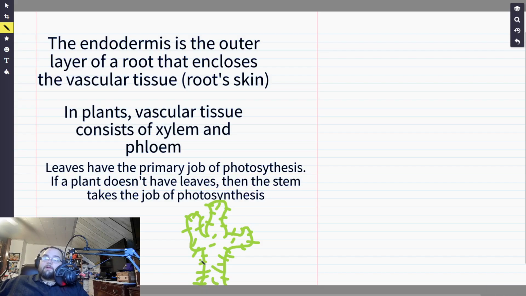Also, if you think about it, in the winter, trees lose their leaves. They still survive and make food. Yes, they store a ton of food until the winter comes and goes, but the trees still do make a little bit of photosynthesis.